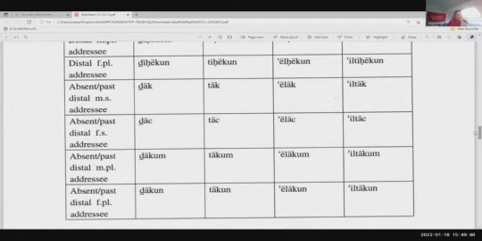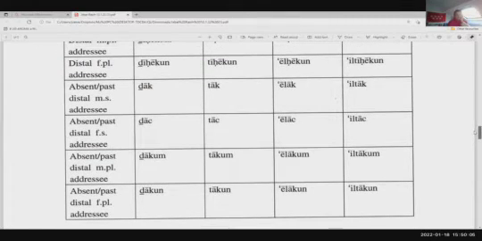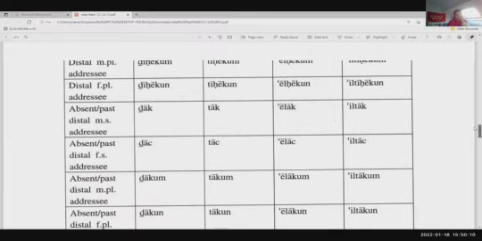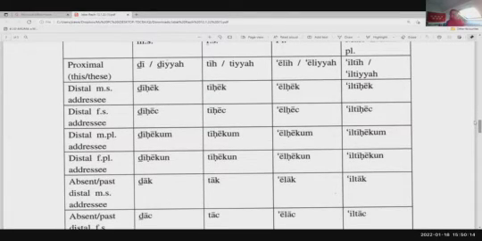With the addressee being male, I would say thek. The addressee being female, I would say thech. The addressee being all of you, therekum, a group of women, therekun. And again, we've got the T prefix for the feminine and the L prefix for the masculine. And this is exceptionally complicated.